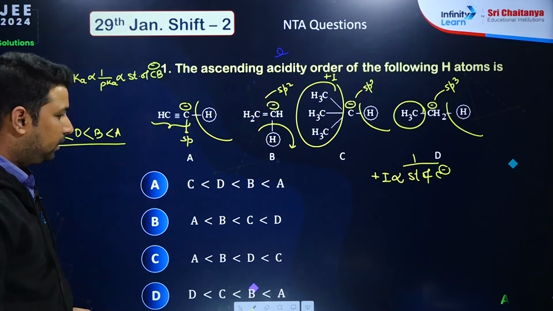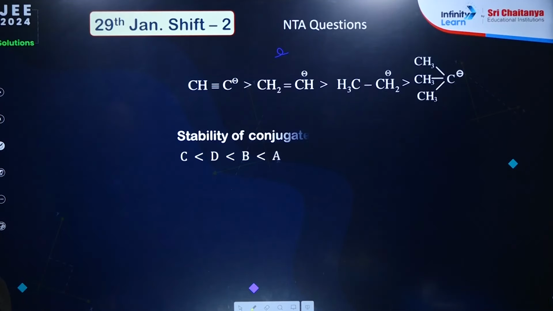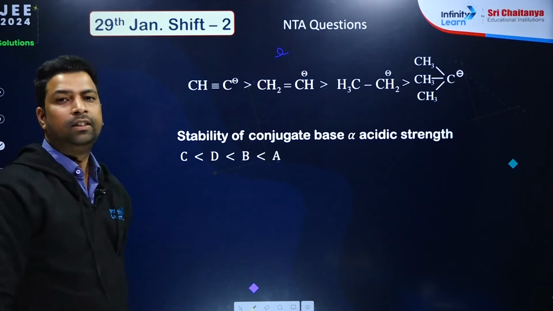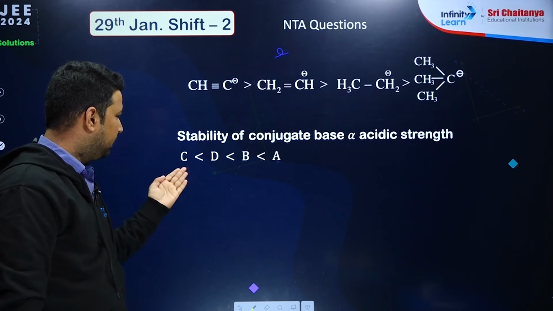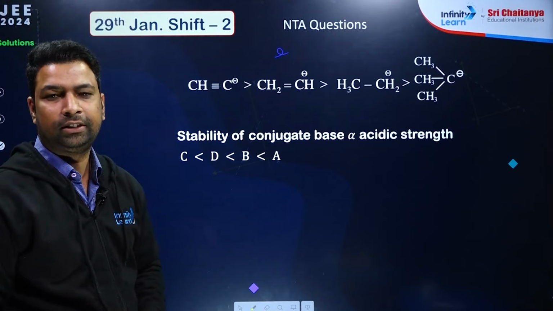So what would be the answer? The answer is 1. Yes, the explanation is here. Similarly, since the conjugate base is stable, that's why we go with the answer C, D, B and A. So this was your first question.